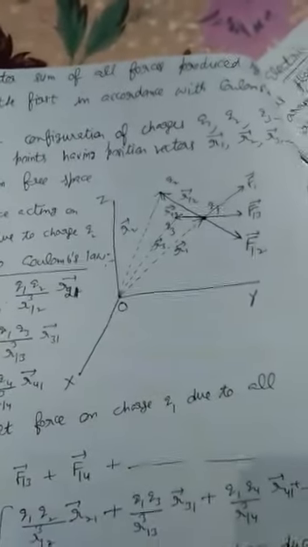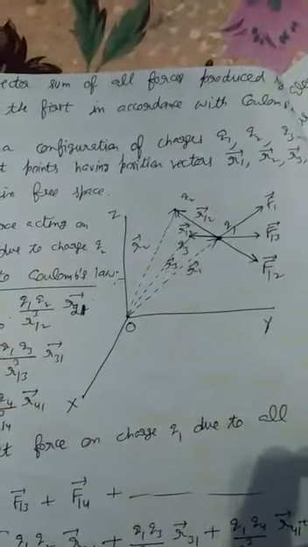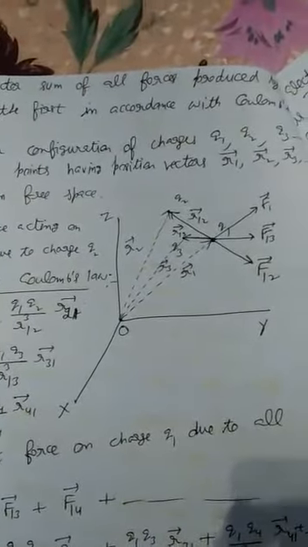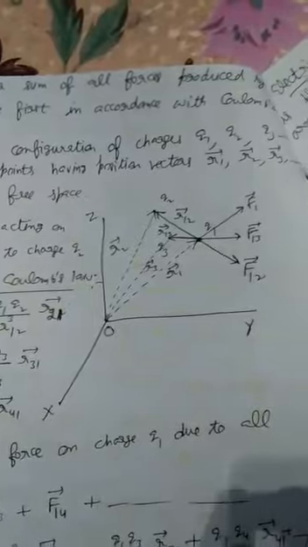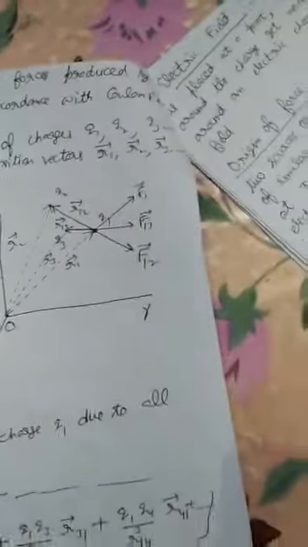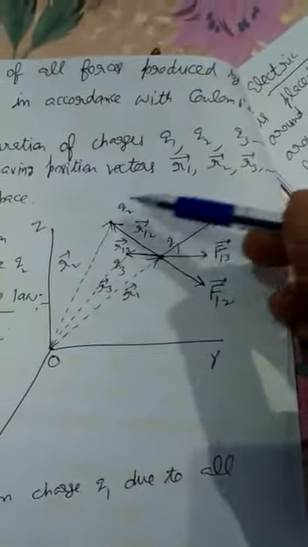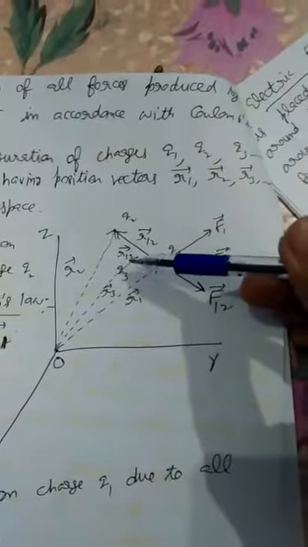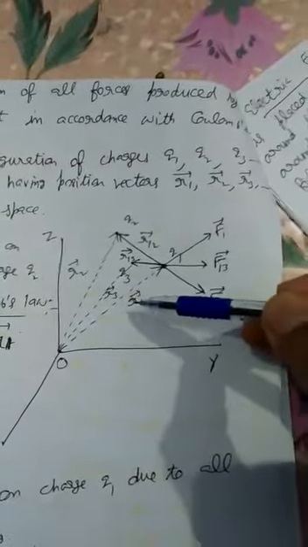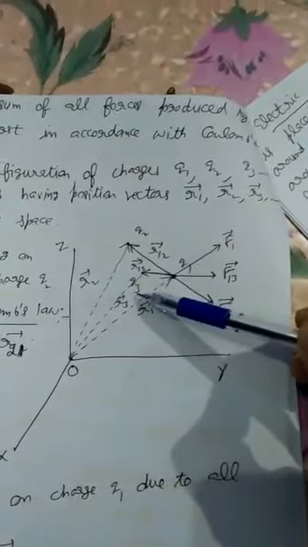Yes, class 1A, part electrostatics. Our topic is the superposition principle. In this topic, we have a number of charges in space. Suppose that the charges are Q1, Q2 and Q3, and their position vectors are R1 vector, R2 vector and R3 vector.